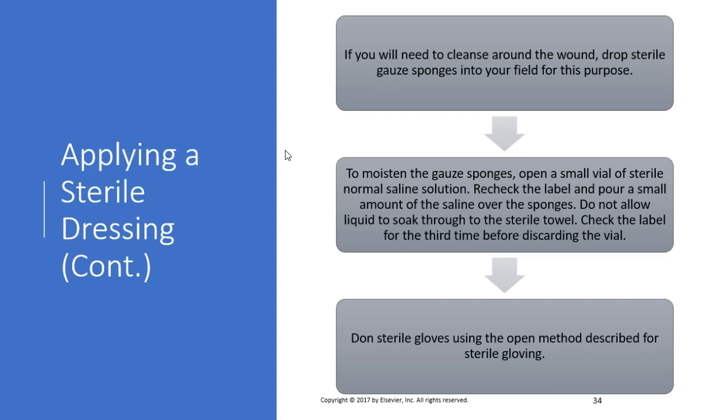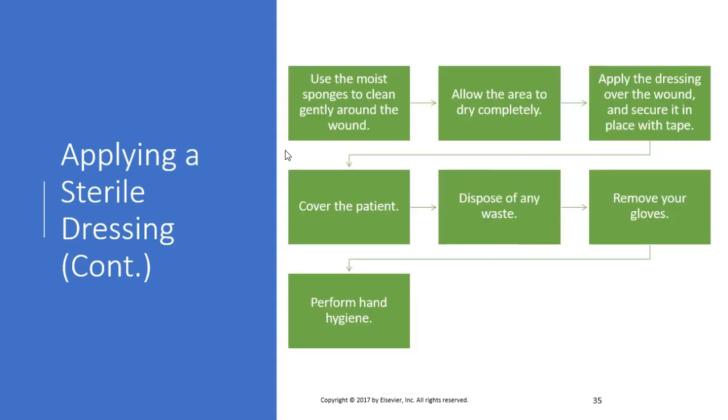Put on gloves using the open method for donning sterile gloves. So use a moist sponge to clean gently around the wound. Allow the area to dry. Apply the dressing over the wound and secure it with tape. Cover the patient, dispose of any waste, remove your gloves and wash your hands.